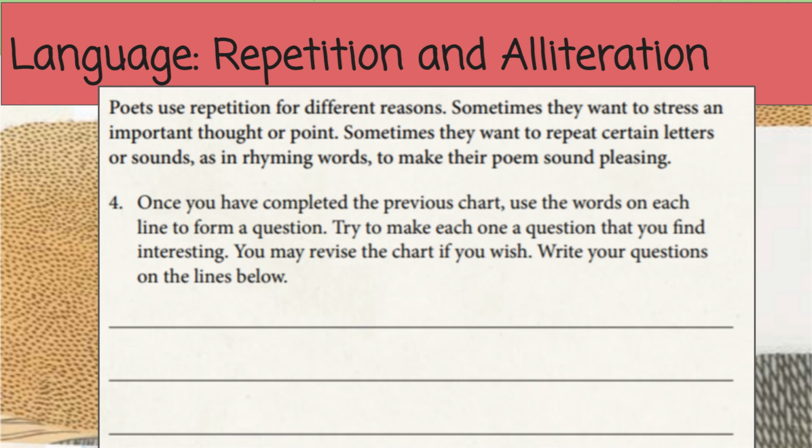So using one of the letters on your previous chart, you're going to use the words from one of the lines to try to make one question that you find interesting. You can revise the chart if you feel that once you start working, the question doesn't come very easily. But remember, we want to keep the animal, the verb or action word, and the feeling all starting with the same letter. You're going to write your questions on the line below. So I would like to see a question for each of the letters, but do as much as you can in the center rotation.